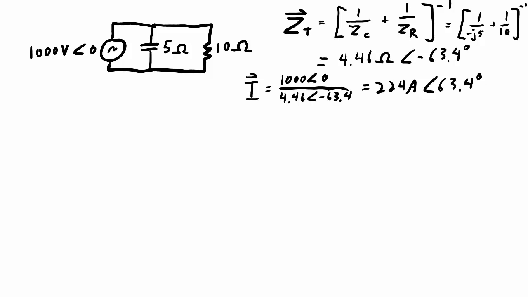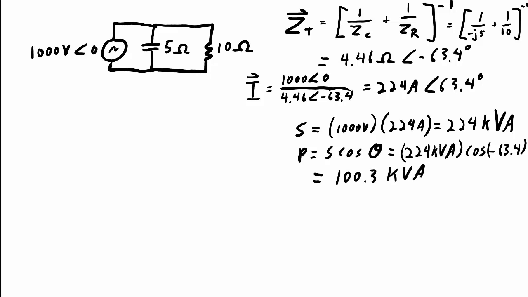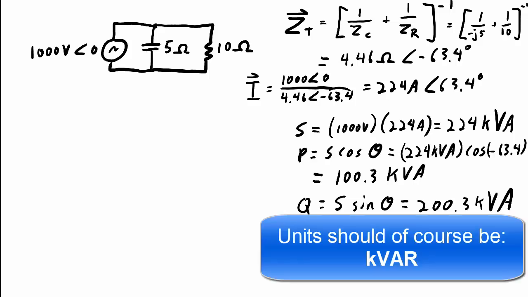Now I can figure out S, which is going to be the RMS voltage, 1,000 volts, times the RMS current, 224 amps, which is equal to 224 kVA. P is S cos theta. So 224 kVA times the cosine of negative 63.4 degrees, and that is 100.3 kW. Similarly, Q is the apparent power times sine theta. Plug numbers into that, and I get 200.3 kVAR. Okay, I've got my powers calculated, but I'm going to confirm this with an alternative calculation.